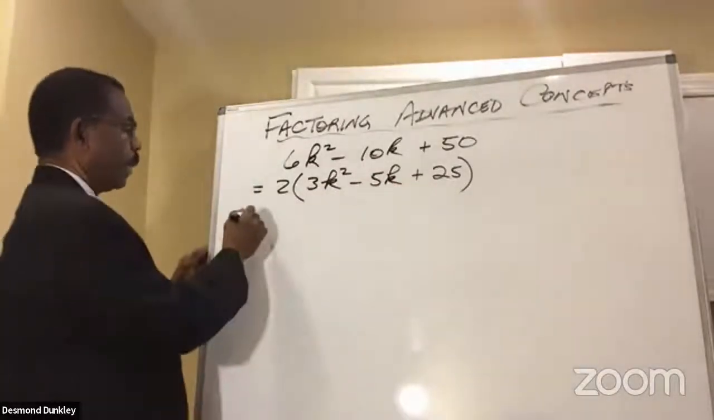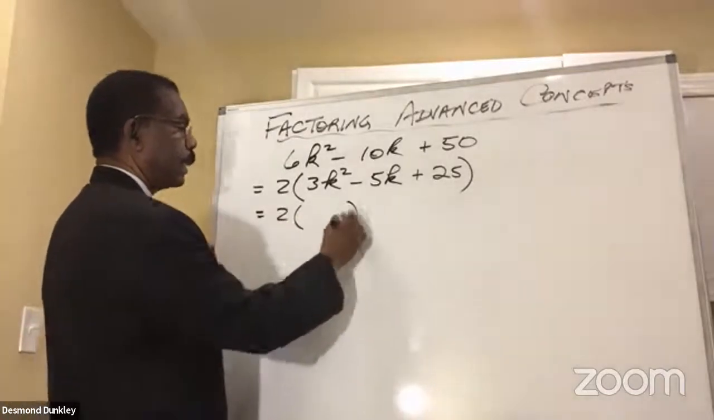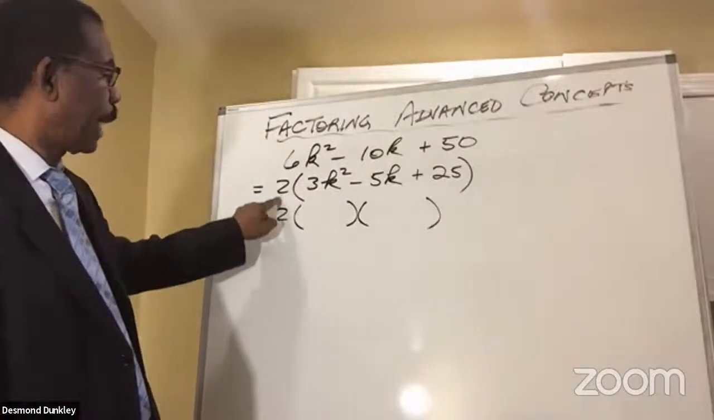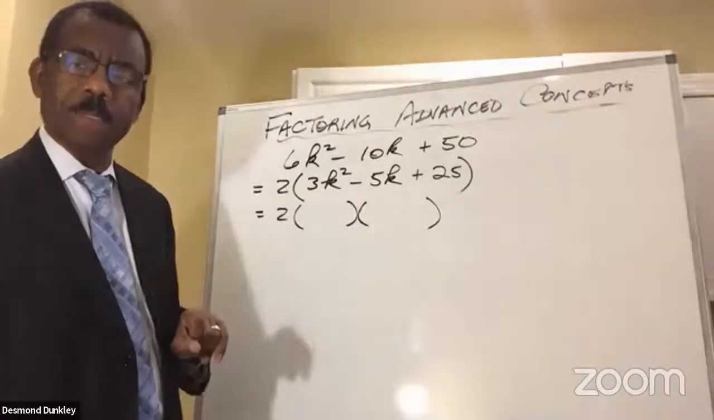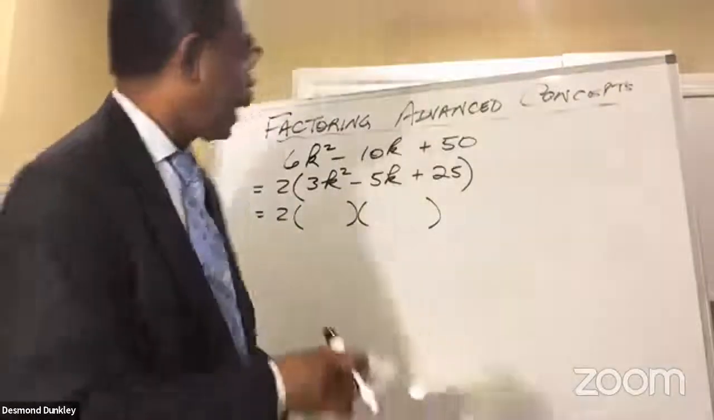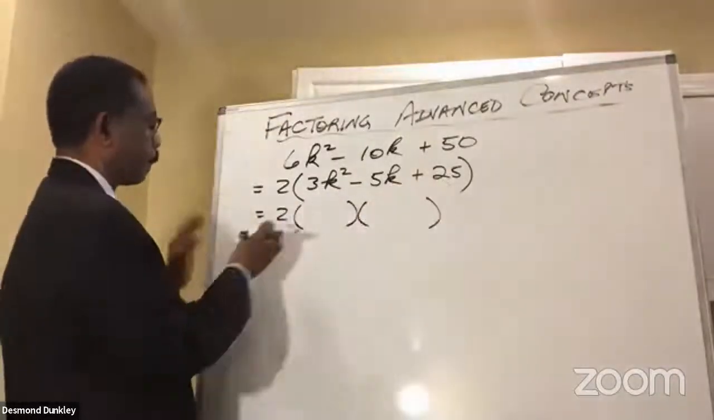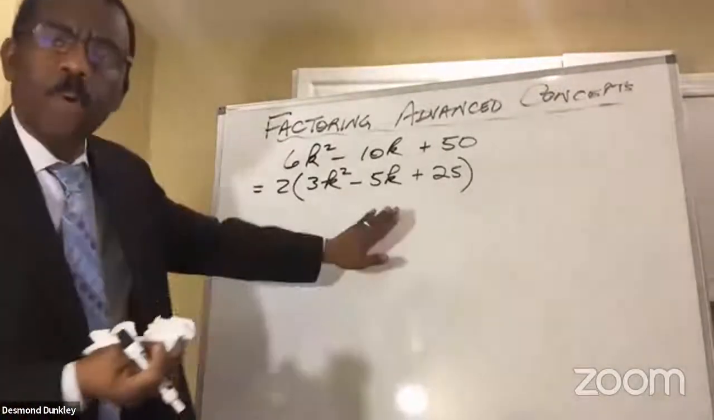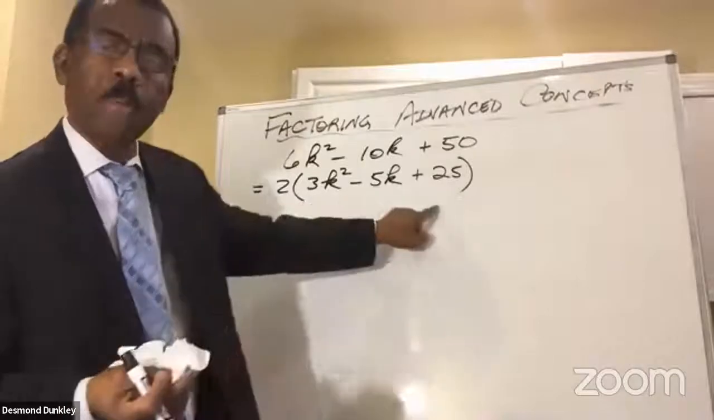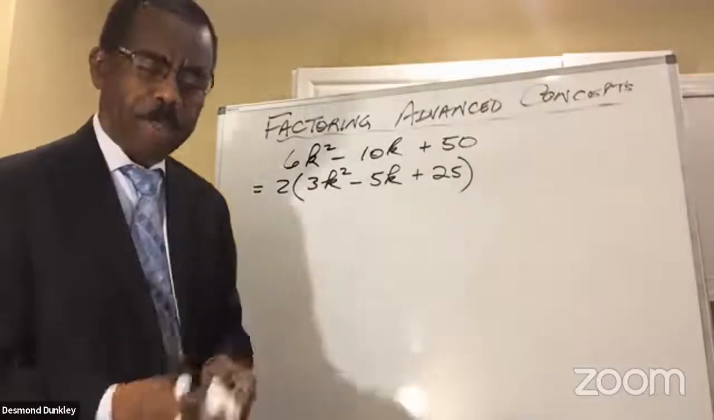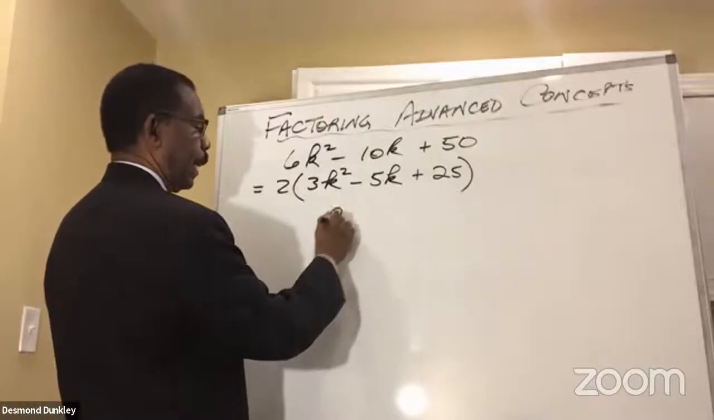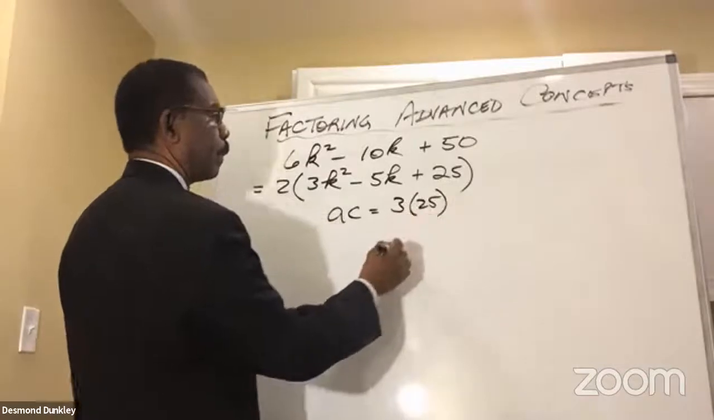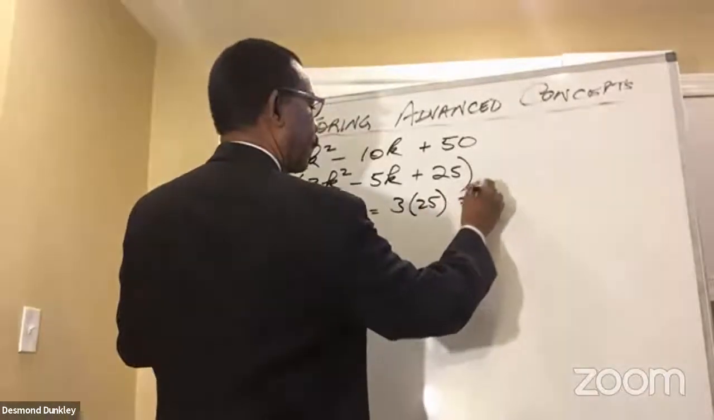So our result is going to be 2, parentheses, parentheses. That's going to be our final result: 2 outside and 2 binomials. Okay? So let's go ahead and work on this. We don't need to worry about the 2 now. We just need to worry about this, and then we just put the 2 right in front. So here goes. AC is equal to 3 times 25, equal to 75.